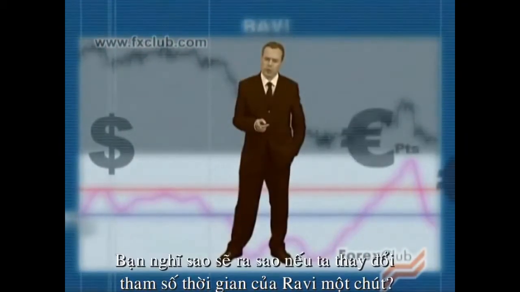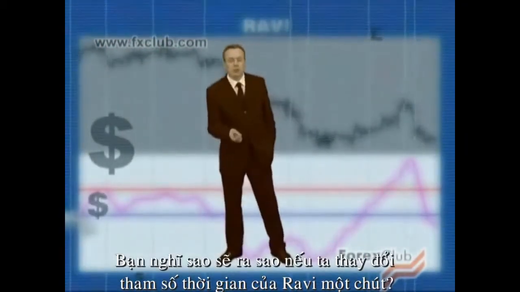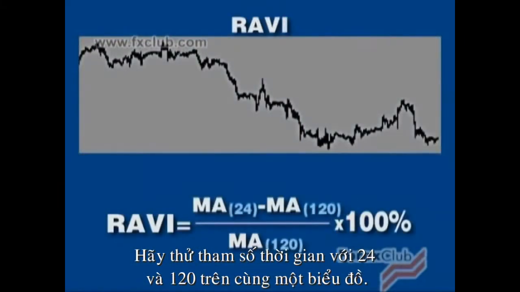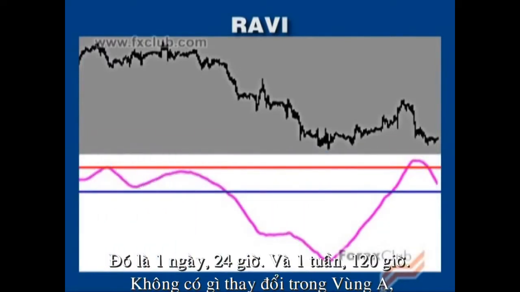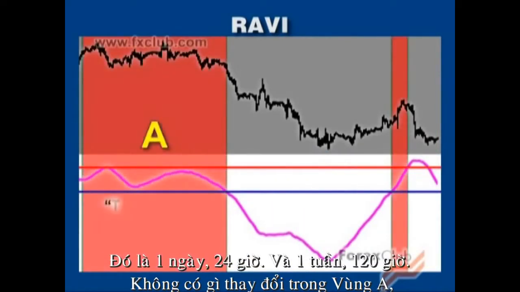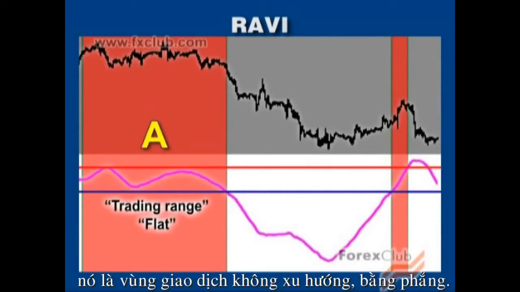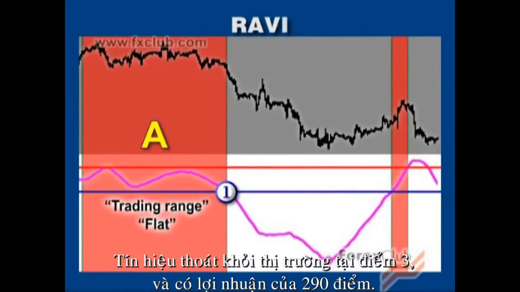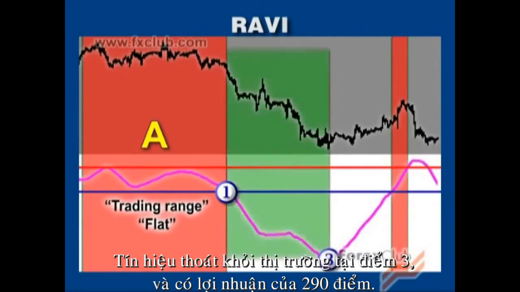So what do you think happens if you change the time parameters of Ravi a little? Let's try time periods of 24 and 120 for the same chart. That's 1 day, 24, and 1 week, 120. Nothing has changed in Zone A. It's a trading range, a flat. We get the sell signal at the same point 1, but we get a signal to exit much later at point 3. A profit of 290 points.